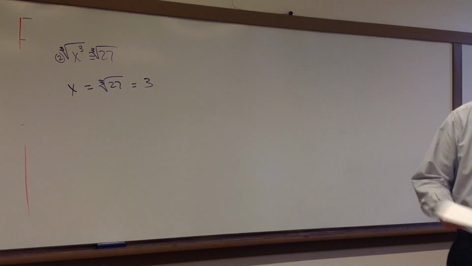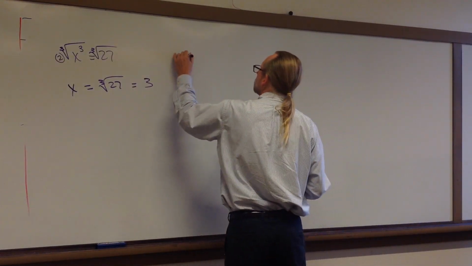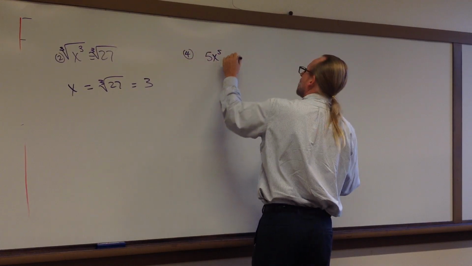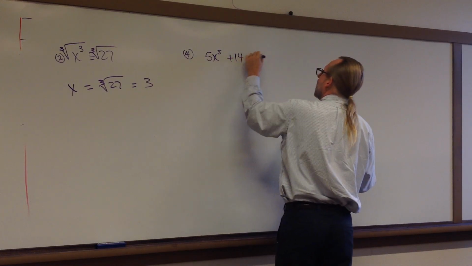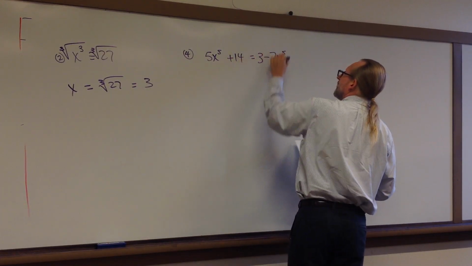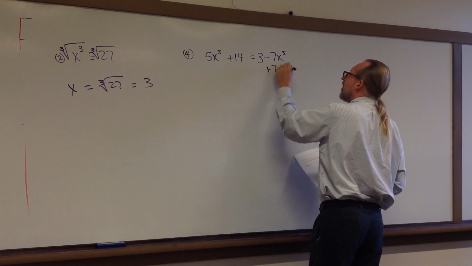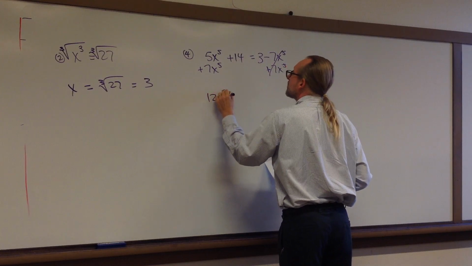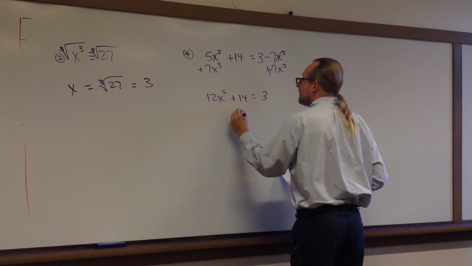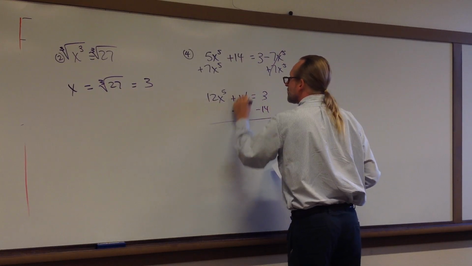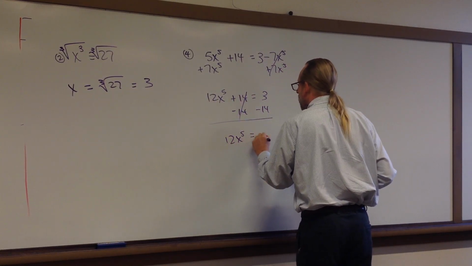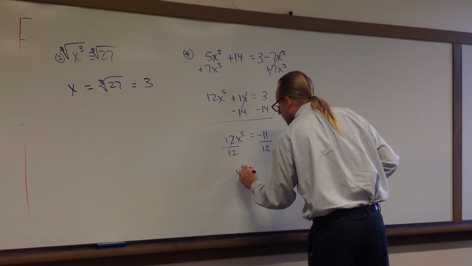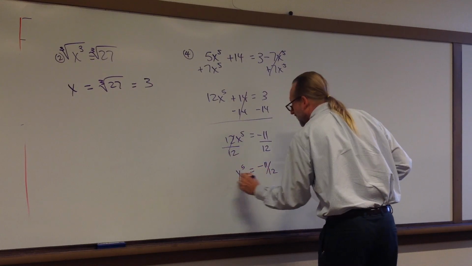All right, problem 4. Now, just like in regular algebra, we want to collect our like terms. 7x to the 5th. So we want to add this over to here. Those cancel out. This will be 12x to the 5th plus 14 equals 3. Subtract 14 on both sides. That's negative 11. And then divide on both sides by 12. So x to the 5th is negative 11 twelfths.